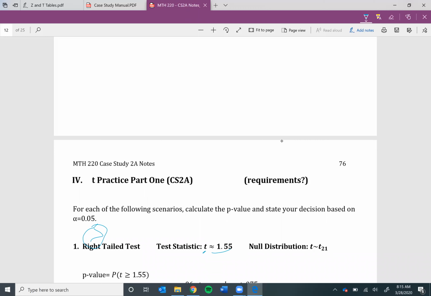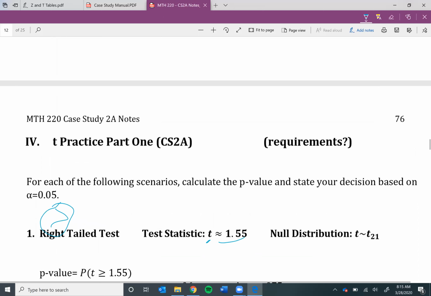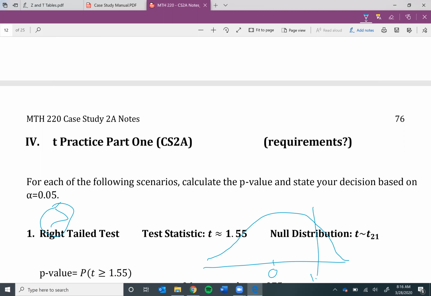Okay, so the probability that t is greater than or equal to 1.55. I didn't leave myself a lot of space, but I do want to draw what this is saying to us. So that means draw my distribution here at 0, and I'm up here at positive 1.55, and I want the area above it shaded. I need to know that my degrees of freedom is 21, and I need to know this 1.55.